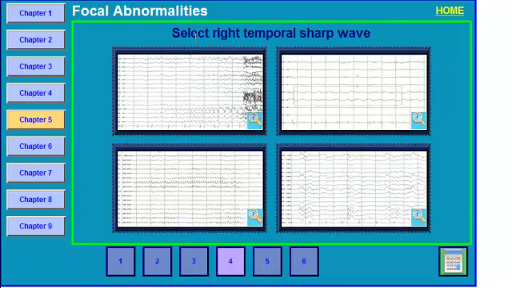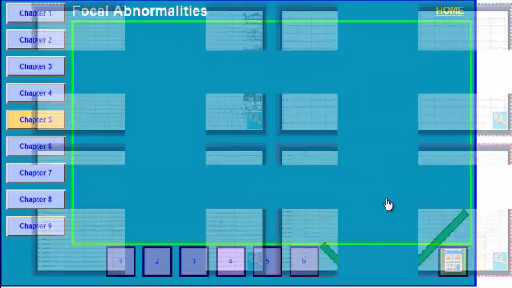So what is the answer? Select right temporal sharp waves. So this should be the right answer. We'll select this, and that's the right answer.